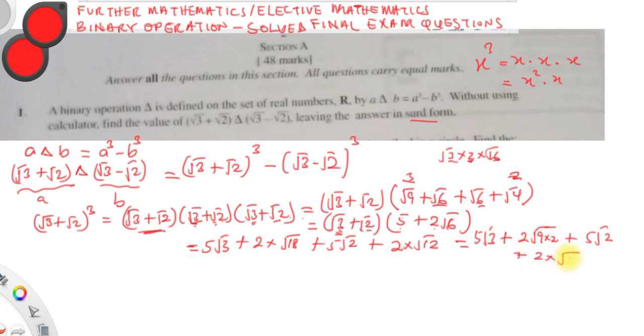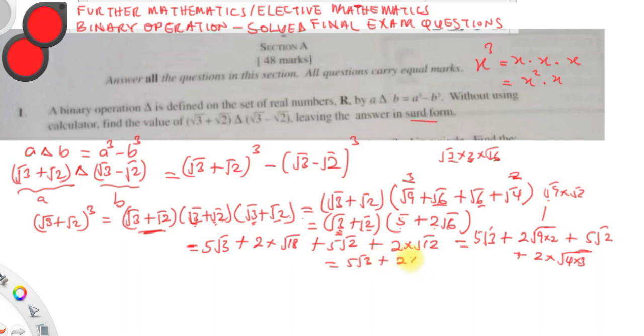12 is not reduced, so it is 4 times 3. Hope you remember: the highest perfect square that is a factor. So you are trying to reduce it, okay? So this is equal to 5 root 3. Then the square root of 18 we separate: square root of 9 times square root of 2. We get 3 root 2. So 5 root 3 plus 3 root 2.